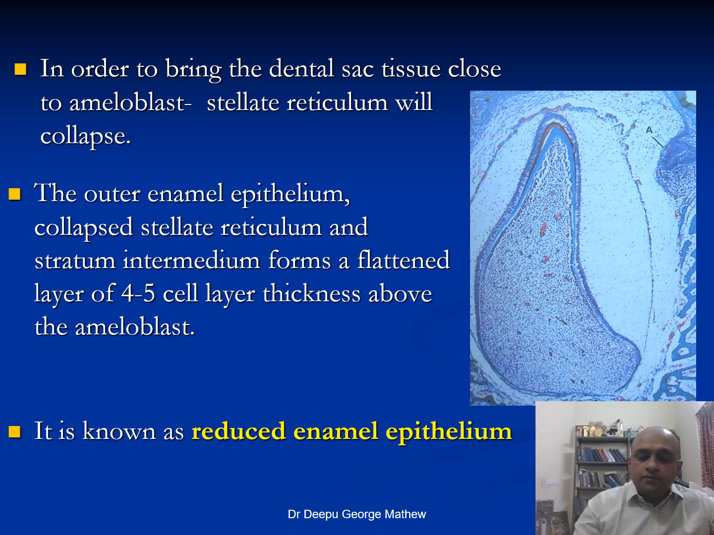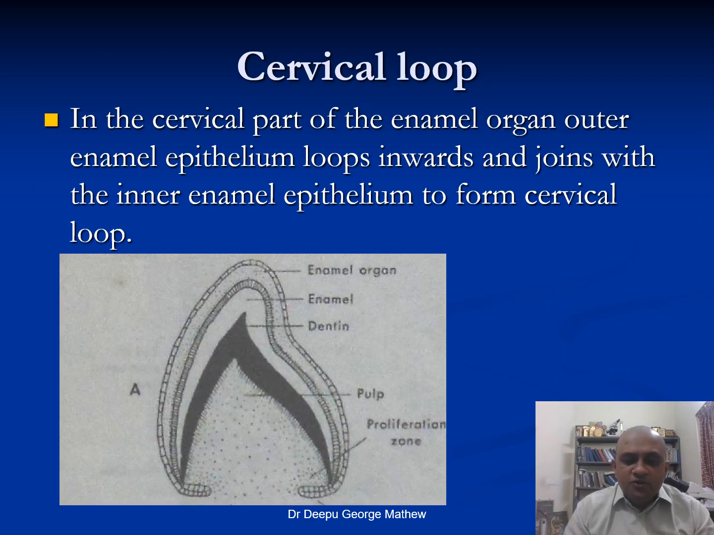Okay. So for the advanced bud stage, you should also mention the beginning of the root development. So here you know that you have the cervical loop being formed. That is, once the hard tissue formation has started in the advanced bud stage, the outer enamel epithelium will loop inwards and will join with the inner enamel epithelium, and that is what you call the cervical loop. As you can see in the red markings, this cervical loop will proliferate downwards and will form the Hertwig root sheath epithelium, which is the primordia or the structure from where the root is going to be developed.